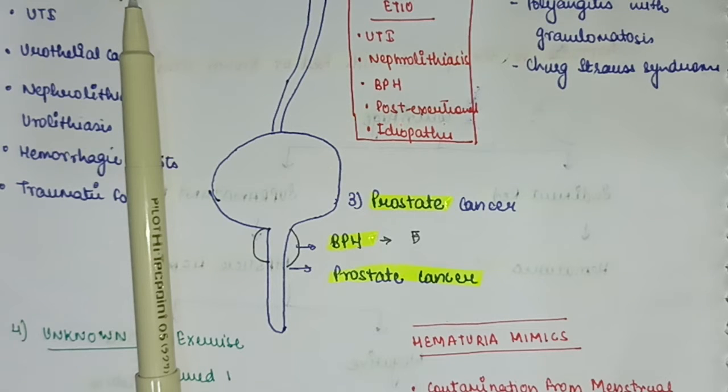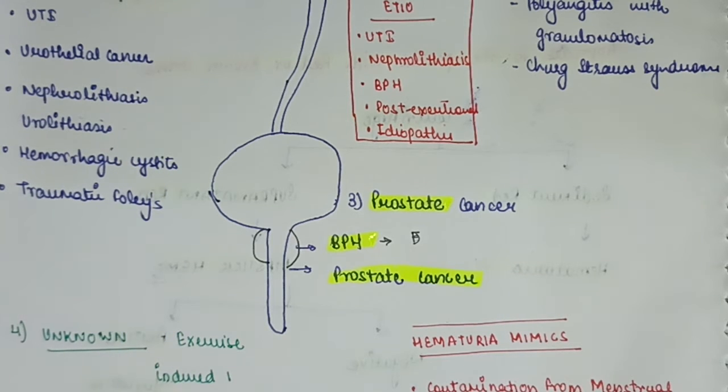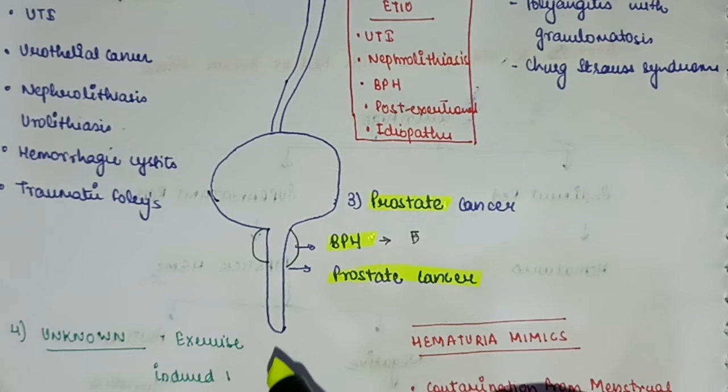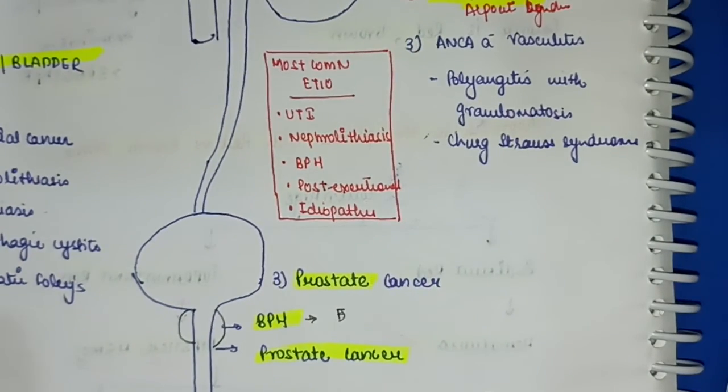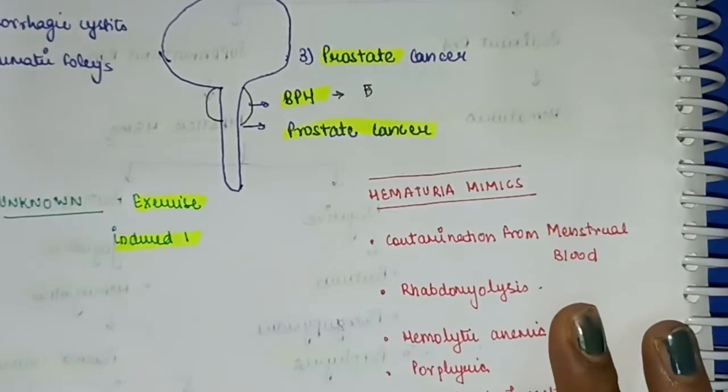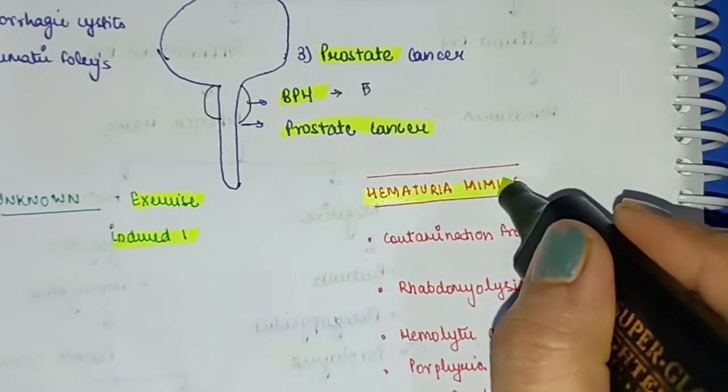If you have made the diagnosis of BPH as a clinician, but in the elderly, it is very important to rule out prostate cancer in case of hematuria. Exercise-induced hematuria can also be present. So what are hematuria mimics? What are the things that can mimic hematuria?